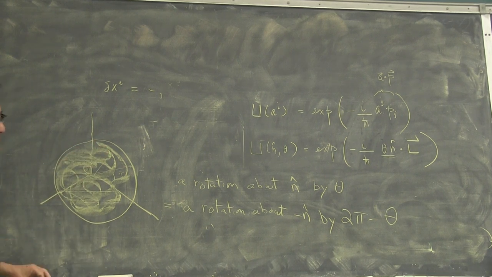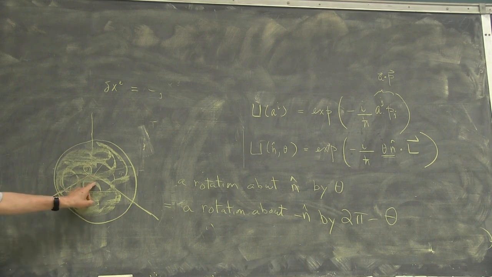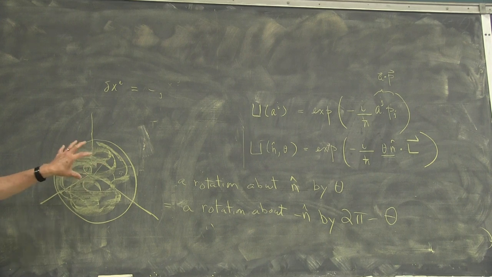How about the identity rotation? How about a rotation which does not rotate at all? Where is that going to be? Which would be the center of the circle. That's the identity rotation. Any other point is not the identity rotation. But something interesting comes along.